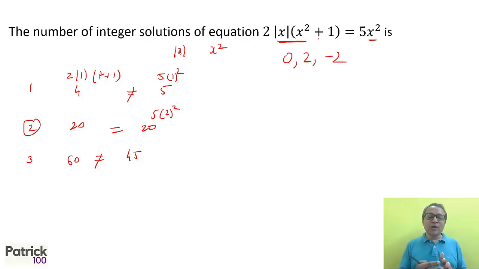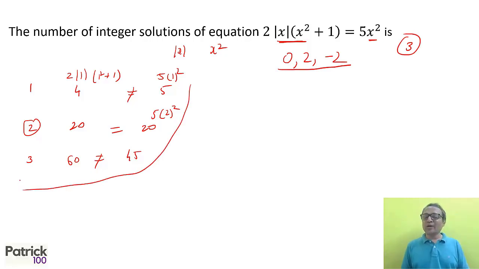If you put 1 or 2 values, you will see the left hand side will increase more than the right hand side. They will never intersect. So that means there are only 3 solutions. We get the answer as 3. So one way to solve is just substitute values and try to get the answer. It's easy. If you are comfortable with substituting, you can be much faster while solving.